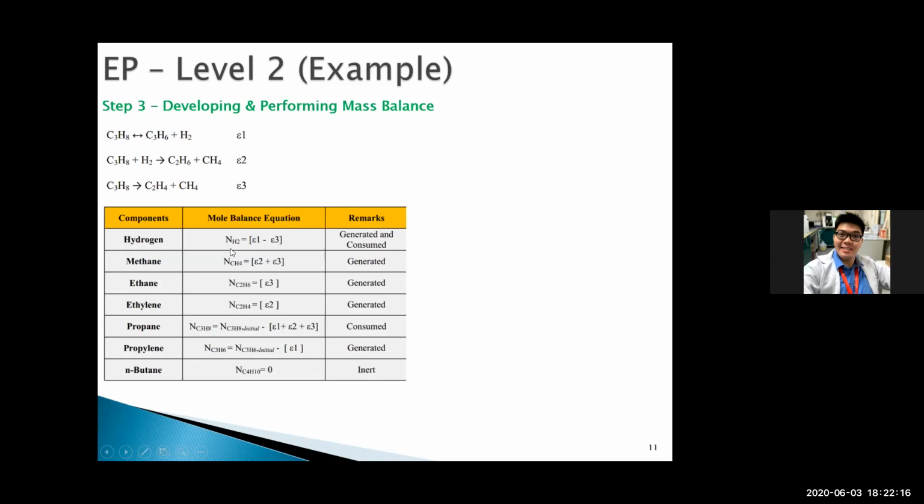As for the methane, as we can see, it is produced in reactions 2 and 3, so it is E2 plus E3. Whatever is generated is positive and whatever is consumed is negative. And as for the butane, it is not consumed and it is not generated. So in this case, we mark it as inert.